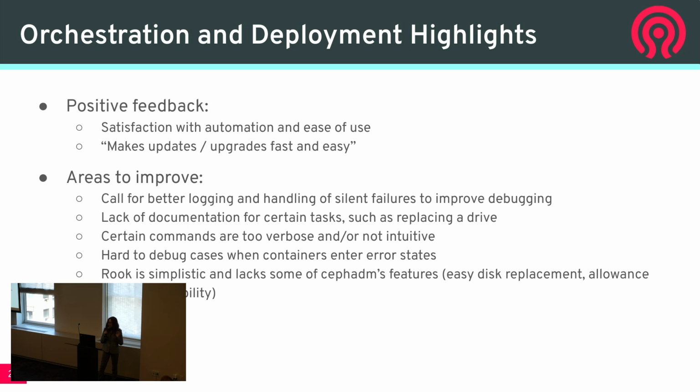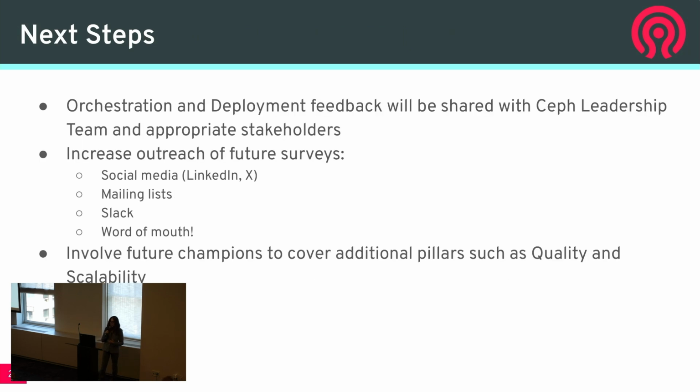So that's this particular areas to improve section about orchestration and deployment. We identified a lot of low-hanging fruit issues there that we can really target at the next user dev meeting and take instant action on and work to triage. So that leads us to our next steps. What are we going to do now that we have this initial feedback?